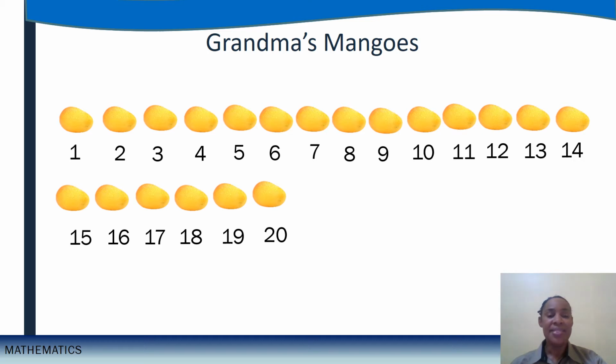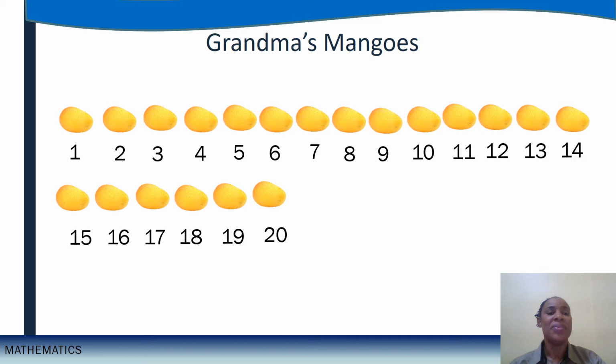Anne, Kathy, and Adrian collected some mangoes for their grandma. They wanted to know how many mangoes they each collected, so they began to count their mangoes. This is how Anne counted her mangoes. Look at the way she counted them, and I want you to call the numbers with me.